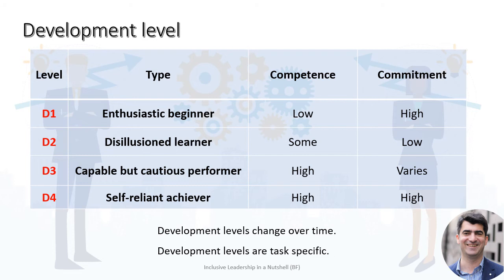Basically, your subordinates have high competence and high commitment. Basically, they are confident to perform the task and they are committed and take responsibility for the task. By the way, it's important to remember that the development levels that we just mentioned here for employees can change over time. Your team members may be, let's say, at level D1 for the task now, but may develop to level D4 after performing the task several times.